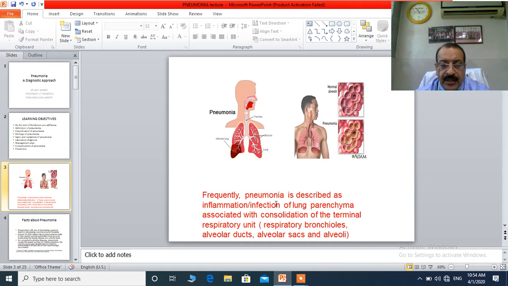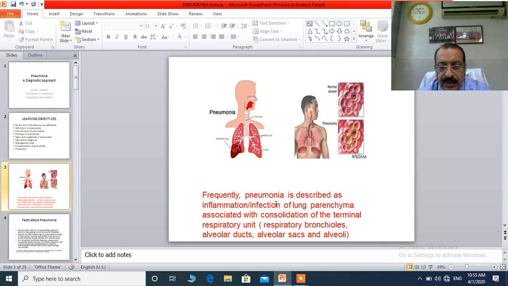Pneumonia is defined as inflammation or infection of the lung parenchyma associated with consolidation of the respiratory unit, particularly the respiratory bronchioles, alveolar ducts, alveolar sacs, and alveoli.